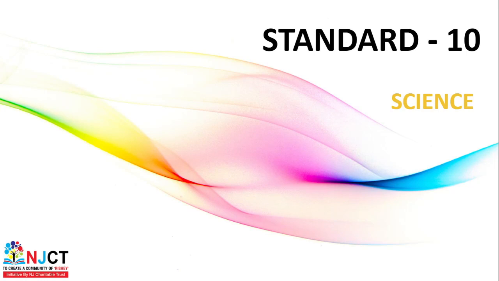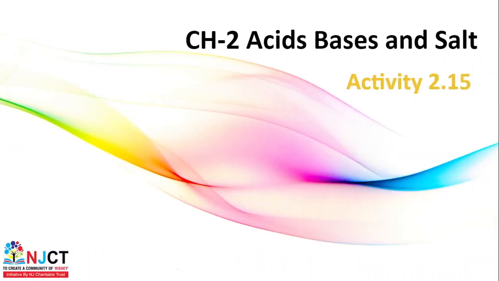In our previous video, we started chapter number 2, Acids, Bases and Salts. In this chapter, we have learned about acids and bases, and also performed activities. Then we learned the reaction between acids and bases. In our recent videos, we have learned about the family and the pH of salts and the chlor-alkali process, their products and their uses.